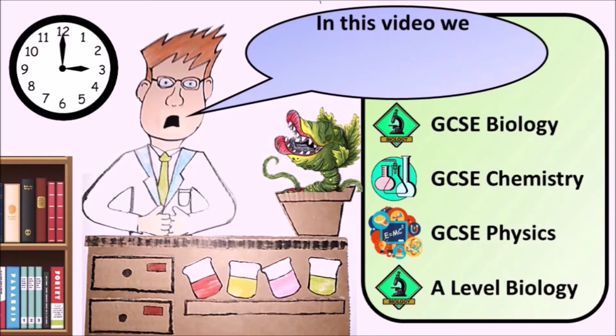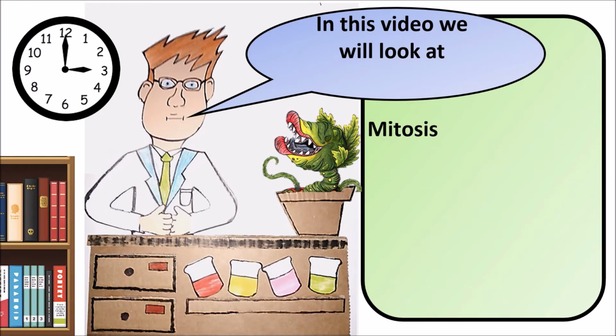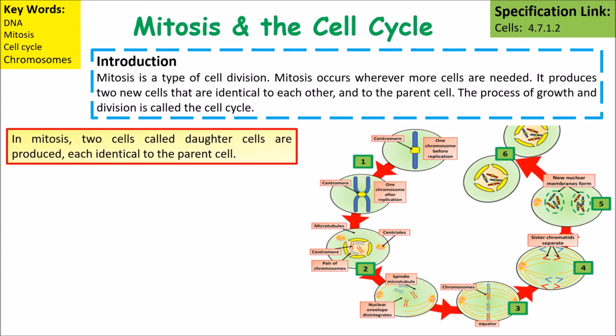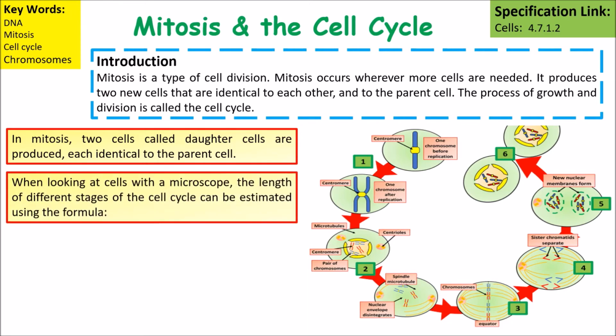In this video, we will look at mitosis and the cell cycle. So mitosis is a type of cell division. Mitosis occurs wherever more cells are needed. It produces two new cells that are identical to each other and to the parent. The process of growth and division is called the cell cycle. So in mitosis, two cells called daughter cells are produced, each identical to its parent cell.